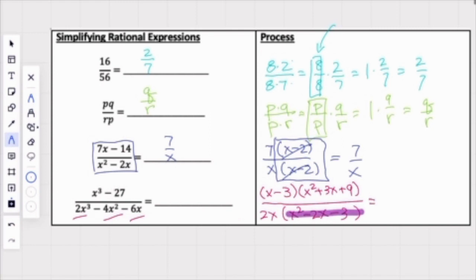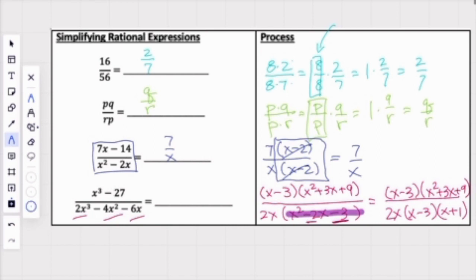So let's recopy the numerator. So we've got x minus 3 times x squared plus 3x plus 9. And then the denominator, that 2x is going to just come along for the ride. And then what does that quadratic factor into? Factors of -3 that add to make a -2. I think that's going to be x minus 3 and x plus 1. Okay, now this is fully factored, and we see that in the numerator and the denominator, there is a common factor of x minus 3.